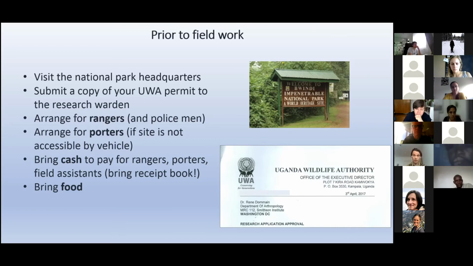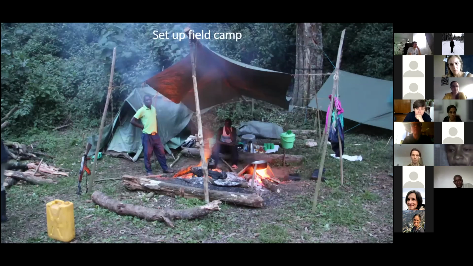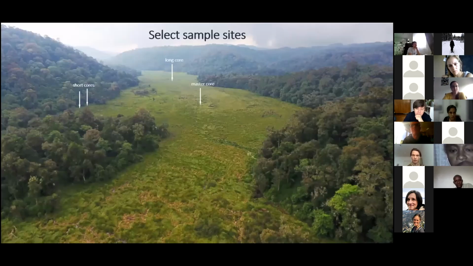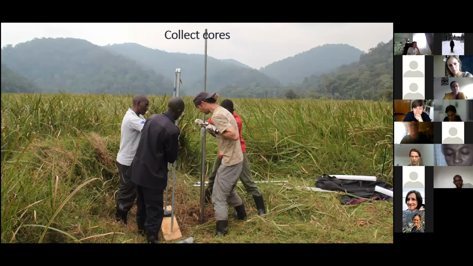Then you can set up a field camp. We selected our study sites. This is our field area, the Mubindi swamp in the middle of the forest. We collected a number of cores. So this is field work. It took us about a week to collect all our cores.